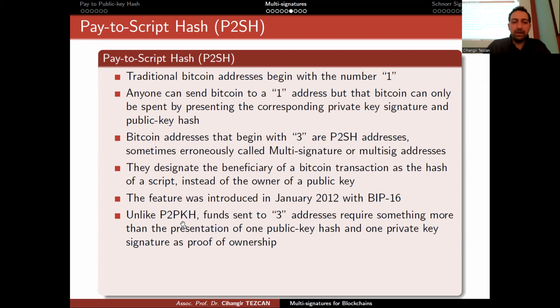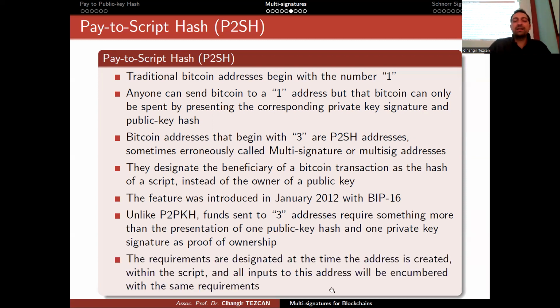Okay, unlike pay to public key hash, funds sent to 3 addresses require something more than the presentation of one public key hash and one private key signature as proof of ownership. The requirements are designated at the time the address is created within the script, and all inputs to this address will be encumbered with the same requirements. So you create the script and take the hash of it. All of the requirements are included in that script. So anybody who can provide that kind of script that produces that hash can spend these transactions.